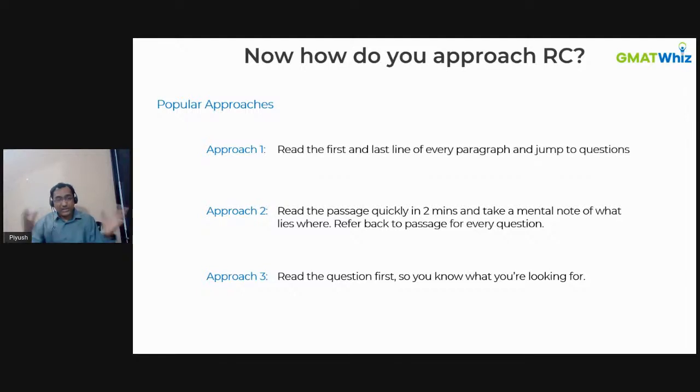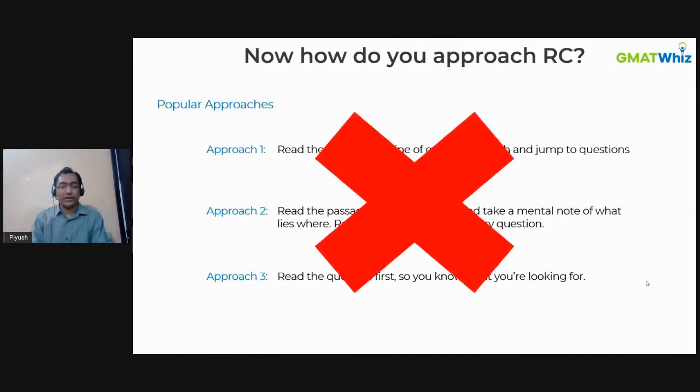Okay, so the whole objective of saving time is basically lost. You haven't achieved it, and you haven't achieved a high accuracy either. So approach 2 doesn't work. I have followed that as a student for a long time. I always struggled with my accuracy. What I realized later was what is most important on RC is to understand the passage, to draw the right inferences. Okay, and I'm going to take a very simple example.